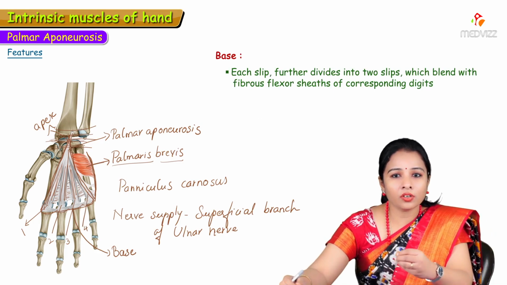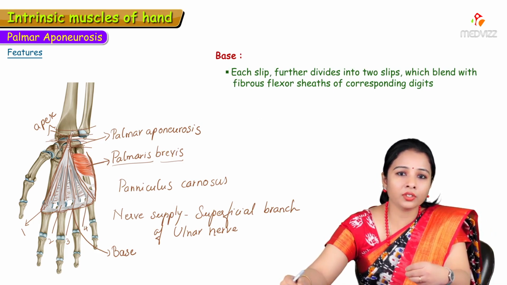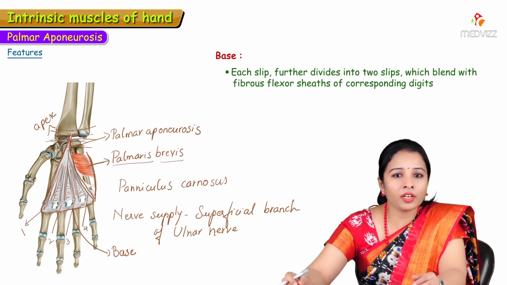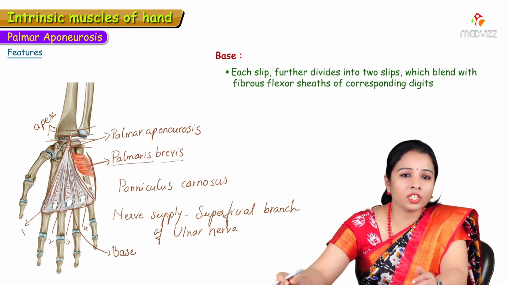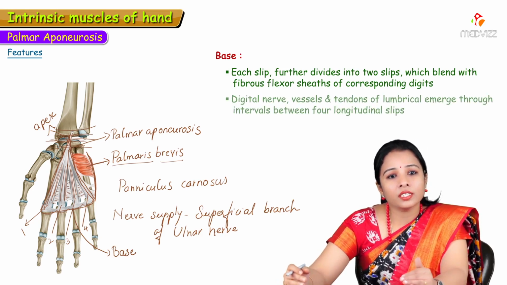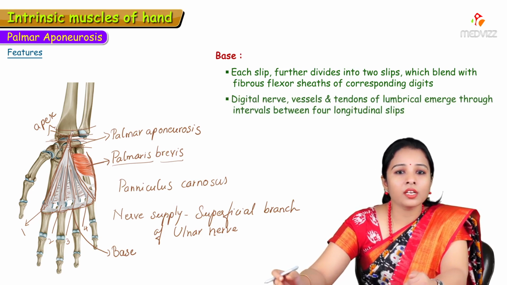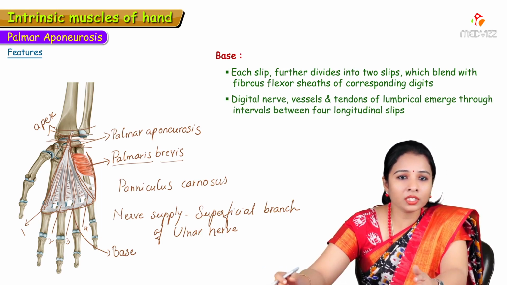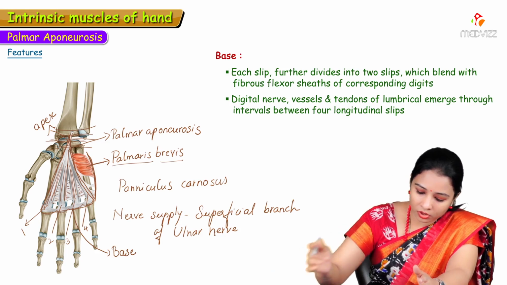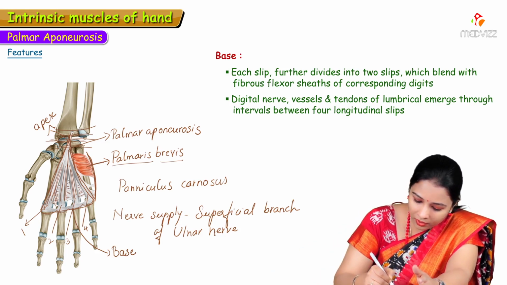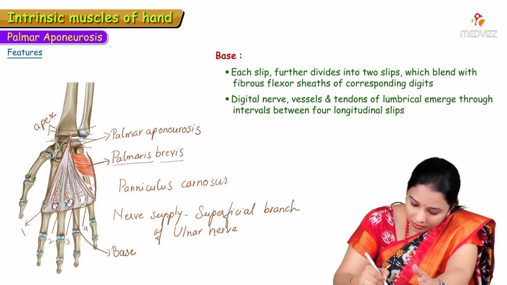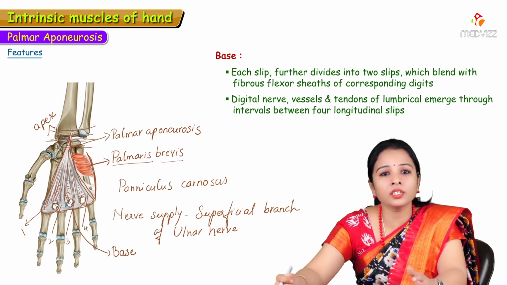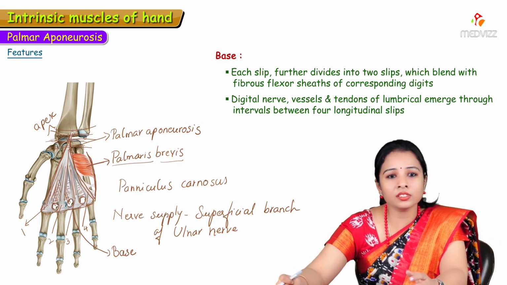On each of the medial 4 longitudinal slips, each slip is further divided into 2 slips which blend with the fibrous flexor sheaths of the corresponding digits. The digital nerve, the vessels and the tendons of the lumbricals emerge through the intervals between these 4 longitudinal slips. So whatever gap you are seeing in between the 4 longitudinal slips, these gaps are meant for the lumbricals, digital vessels and nerves.